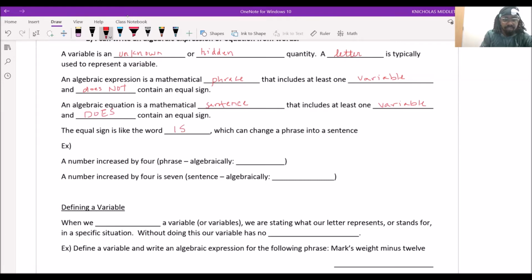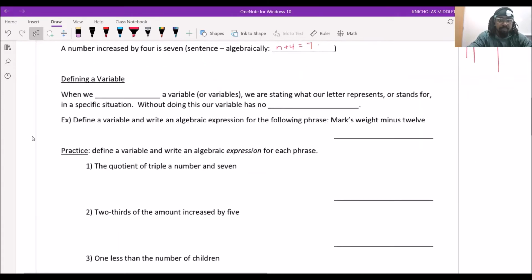Okay, a number increased by 4. Algebraically, we'd be like, well, I don't know what a number is. I'm going to use n for number. Increased by 4, plus 4. That is an example of an algebraic phrase. A number increased by 4 is 7. Well, now we'd say, okay, a number increased by 4 equals 7. Expression, no equal sign. Equation, equals.